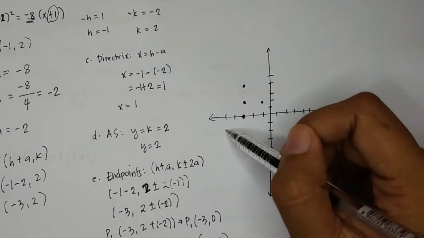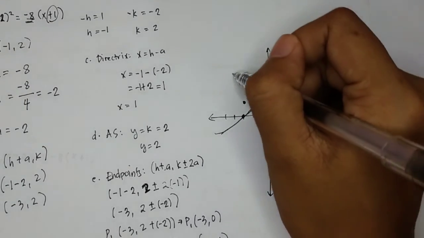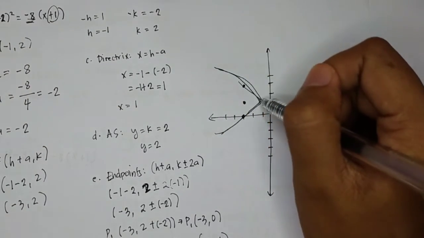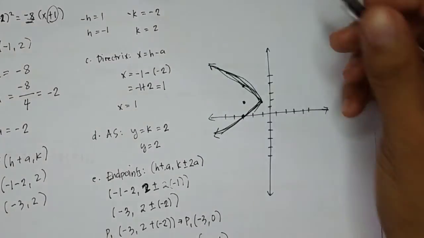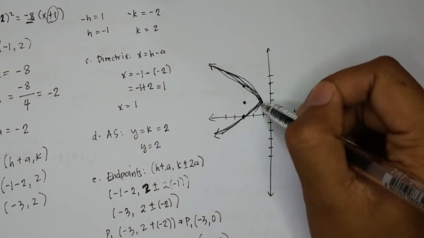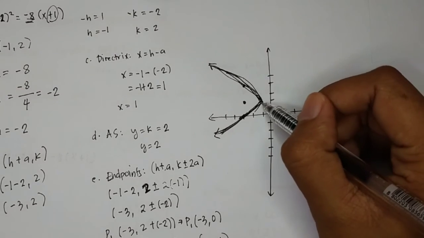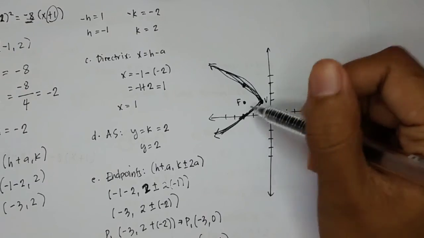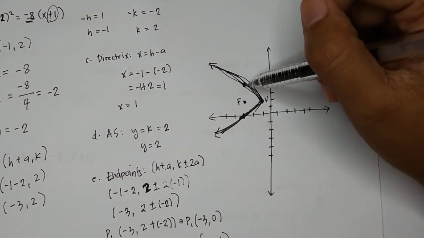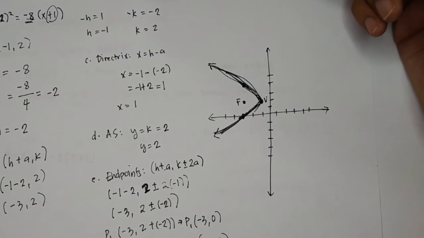So, kung i-graph natin ito siya, we have here like this. Parang ganyan yung graph niya. Okay? So, please don't mind na lang the imperfect graph. Okay, so ito yung vertex natin ha. This vertex, ito yung focus, ito yung endpoints ng latus rectum natin. Okay, so dapat ha yung line natin is dapat dun sa endpoint ng ating latus rectum.